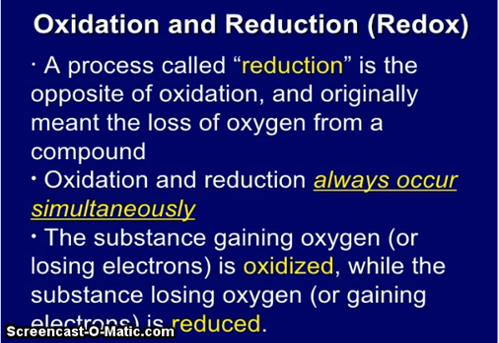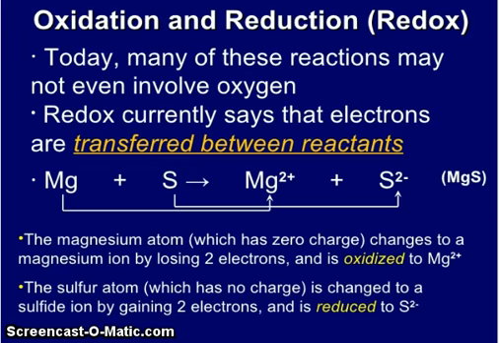A process called reduction is the opposite of oxidation and originally meant the loss of oxygen from a compound. Oxidation and reduction always occur simultaneously. I repeat, oxidation and reduction always occur simultaneously. The substance gaining oxygen or losing electrons is oxidized, while the substance losing oxygen or gaining electrons is reduced.